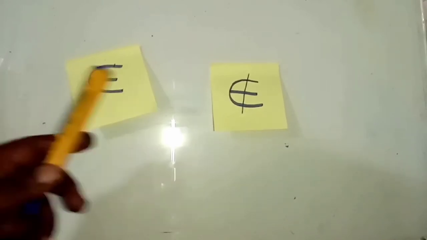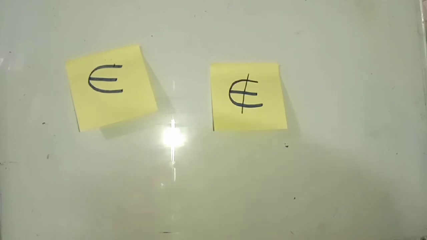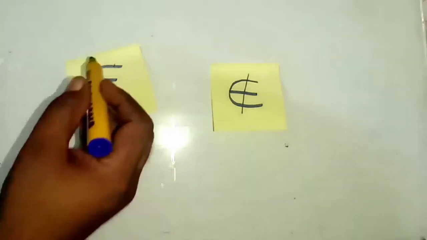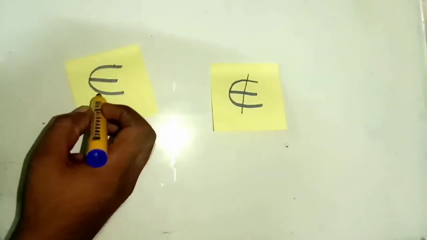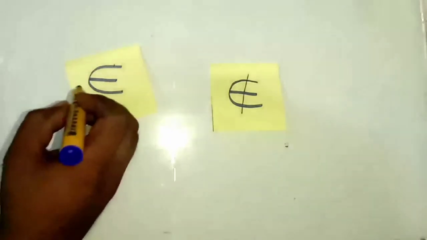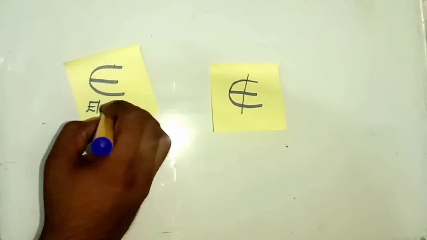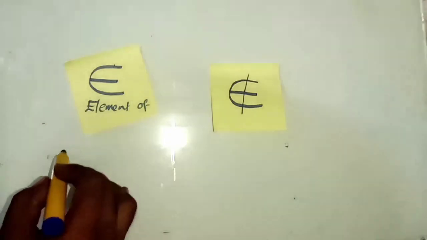Now look at these signs. Have you seen these symbols anywhere? You might have seen these symbols. So what do these symbols represent? Here the first symbol looks like an E. It's not E, it just looks like the letter E, and it has the same meaning. It stands for element of, or belongs to.